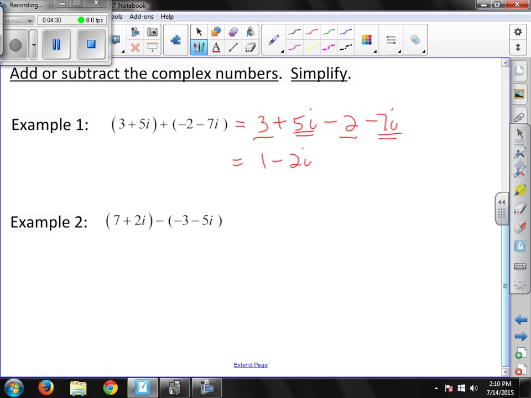Example 2, we're subtracting two complex numbers. It's the same idea, get rid of the parentheses. 7 plus 2i. But to get rid of this set of parentheses, I need to distribute my negative sign. Plus 3 plus 5i. And all we're going to do is combine like parts. 10 plus 7i.